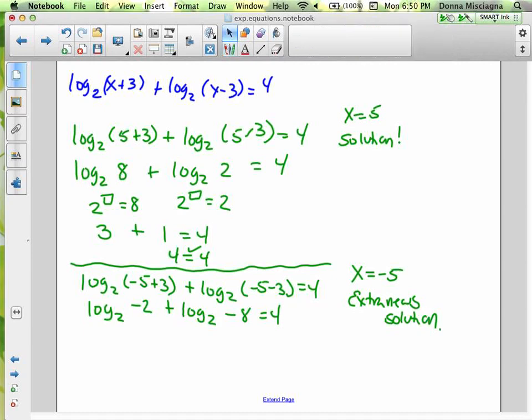All right, we wouldn't include that one, we would just say that was our extraneous solution. But if they asked us what was our solution, then we would say 5. If we were asked what's the extraneous solution, we would say negative 5, because this is the one that didn't work out. All right, let's do another one.